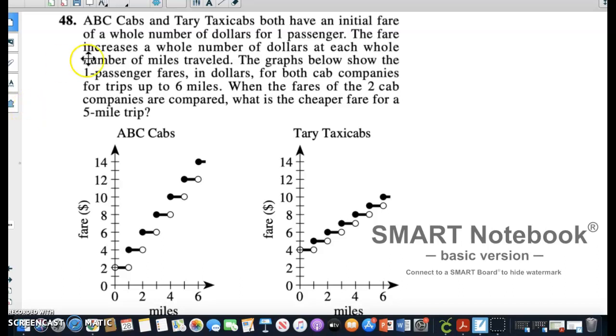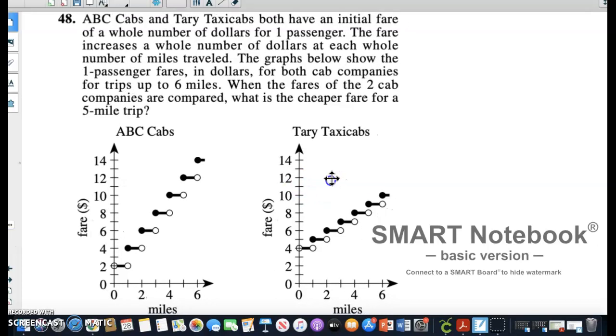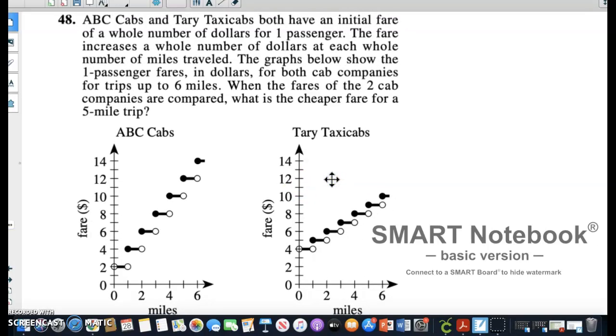So we have our two graphs down here, and we can see these are both step functions. And the reason that they are step functions is because we're talking about a whole dollar. You're never going to pay $1.50 for a cab ride. You're not going to pay $12.25. You're not going to pay $19.99. Your price is always going to increase by a whole dollar.